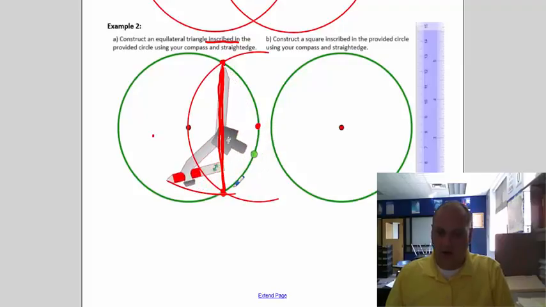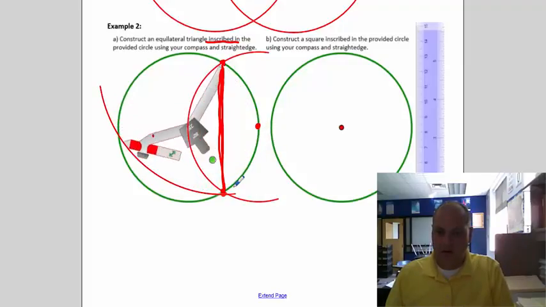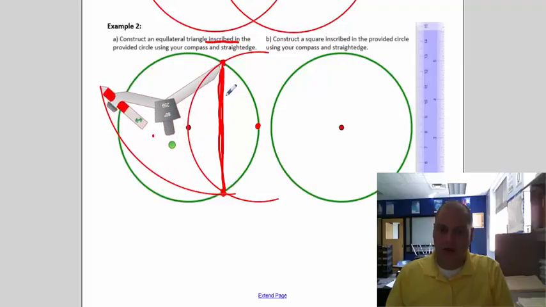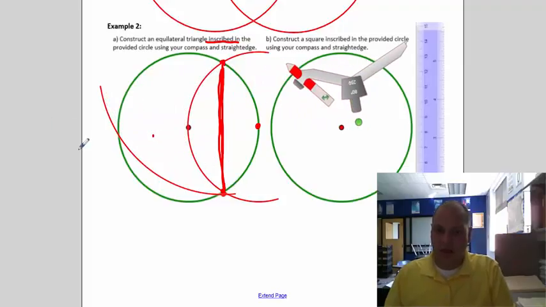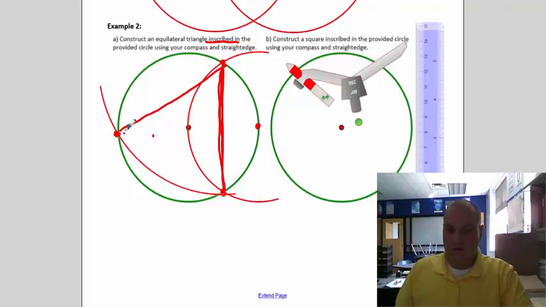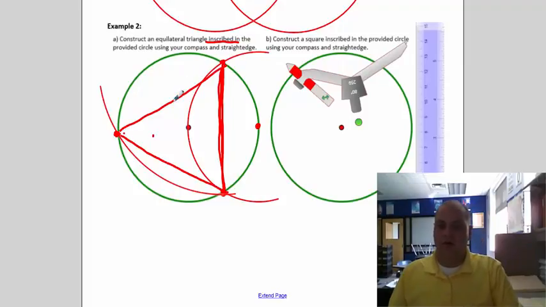But we're going to make another arc and go to the other side. So what we did is we made a third point over here, and it's pretty close. So this distance here, it goes like this. So again, with the straight edge, connect, and then connect here. And there's our equilateral triangle.